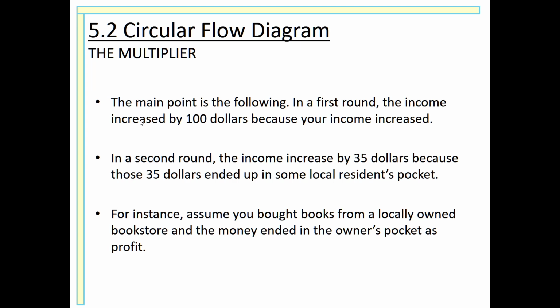Okay, now the main point is the following. In a first round, the income increased by $100 because your income increased. So the overall income in the region increased. But in a second round, the income in the region increased again by $35 because $35 ended up in some local resident's pocket. You spent a big chunk of that $100, and 35% of it was spent locally. So it ended up in somebody's pocket, and this person was local. So the overall income in the region increased again by 35.